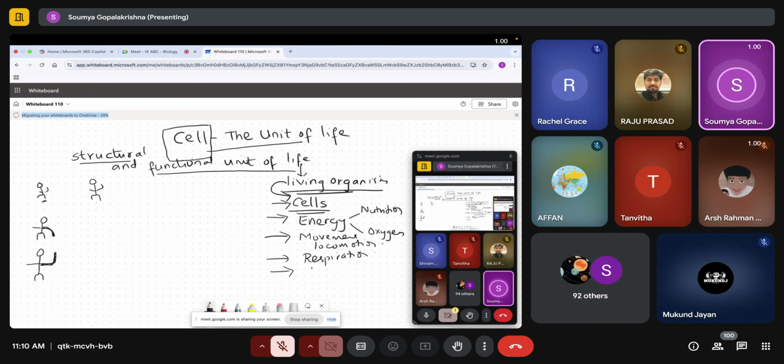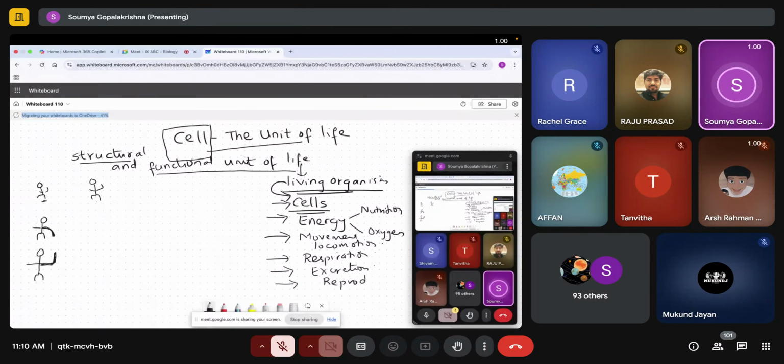And then every living organism excretes. What is excretion? When it takes in different kinds of nutrients, these nutrients undergo certain chemical reactions in the body. Some chemical reactions are taking place and some products are produced which are no longer useful for the human body. In fact, if they remain inside the body, they are harmful. So they have to be excreted out. So the excretory process is another characteristic feature of a living organism.